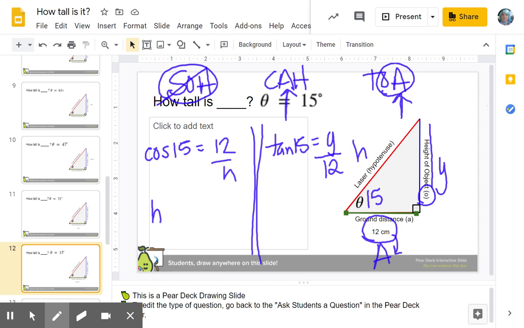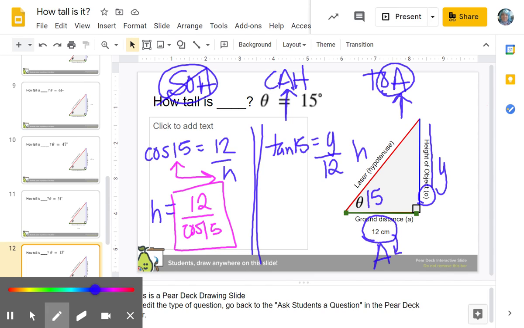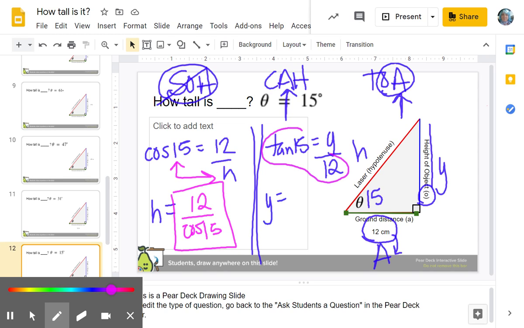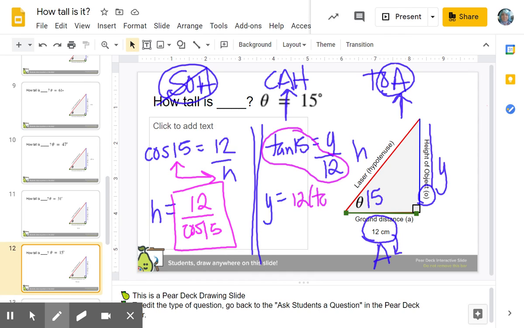So what does H equal? Absolutely. So we've got to switch those. 12 over cosine of 15. We put that in the calculator. And then we've got y equals, and what do I do with the y? Perfect.